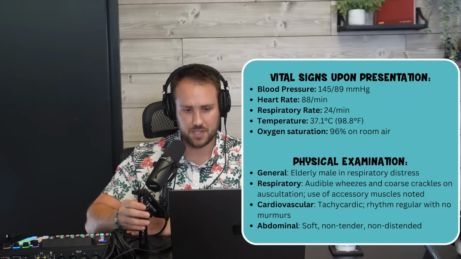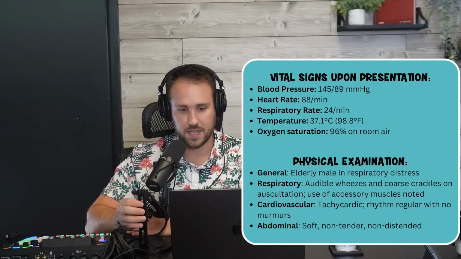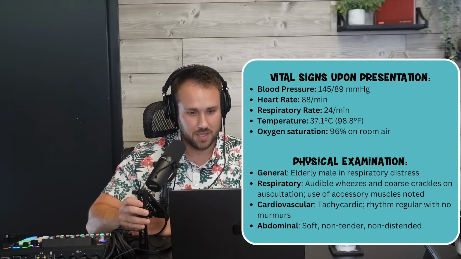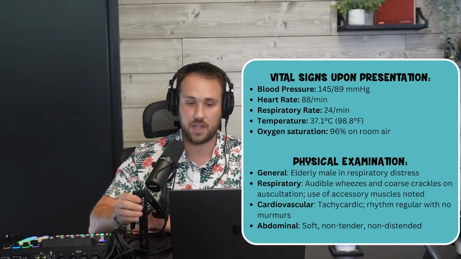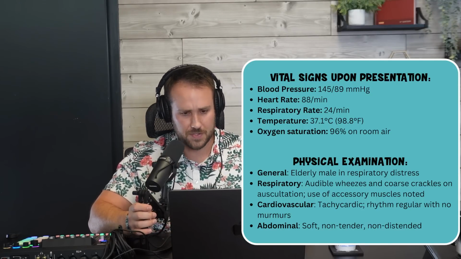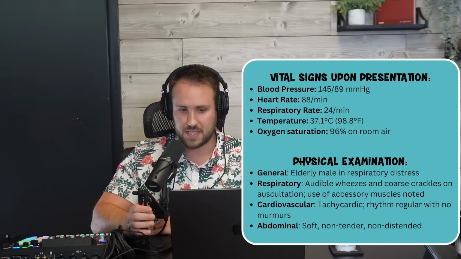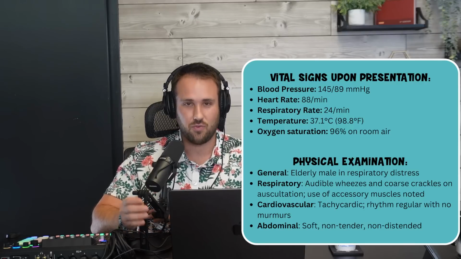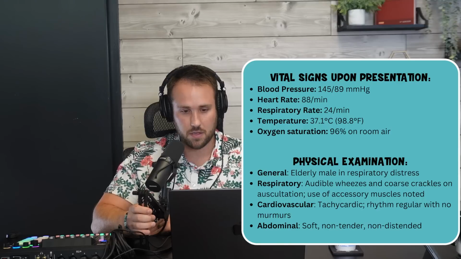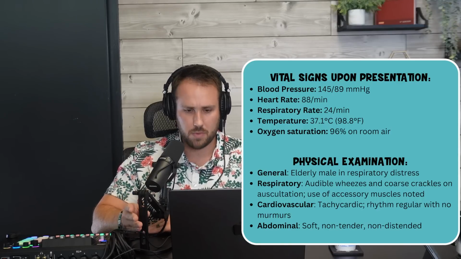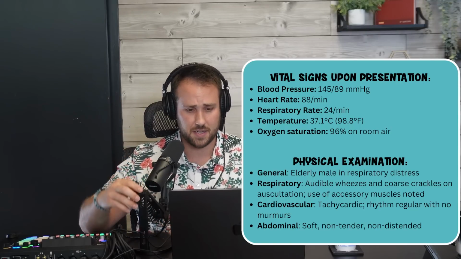Vitals: his blood pressure is 145/85, heart rate is 102, respiratory rate is 26, which is up there. Temperature is 37.8, and his oxygen saturation is 88% on 2 liters of nasal cannula oxygen. For his physical exam, we have an elderly male in respiratory distress, audible wheezes and coarse crackles on auscultation, really noticing some use of accessory muscles upon breathing. Cardio: tachycardic, normal rhythm, no murmurs, and his abdominal exam is soft, non-tender, non-distended.